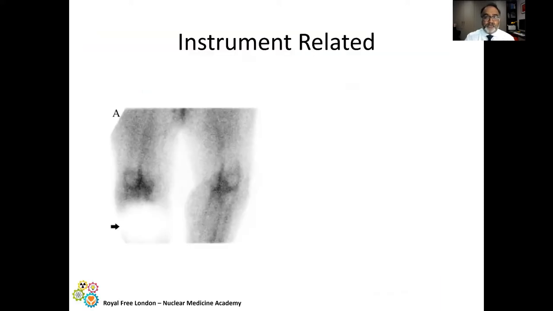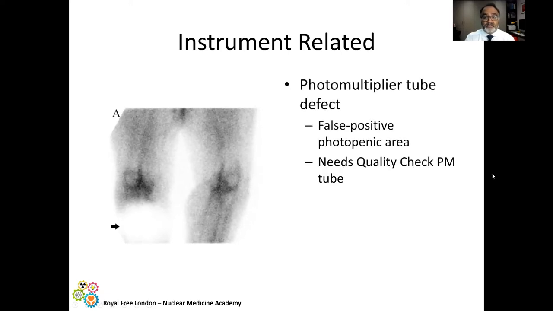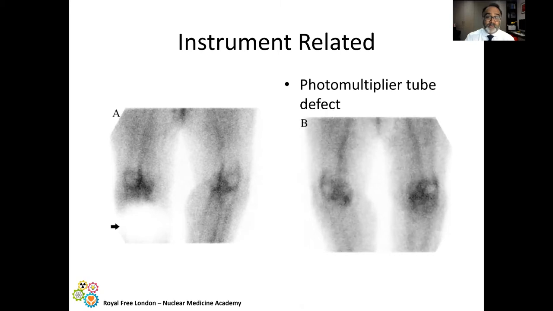I wonder if some of you might be familiar with seeing this artifact. You can see in the right lower leg, there's a big photopenic defect. It looks kind of round. This is actually a defect of the photomultiplier tube and can result in this sort of false positive photopenic area. Essentially, if you see anything like this, then you need to do a quality check on your PM tube and repeat it either on having finished your QC or on another scanner. And you'll see that defect has gone.